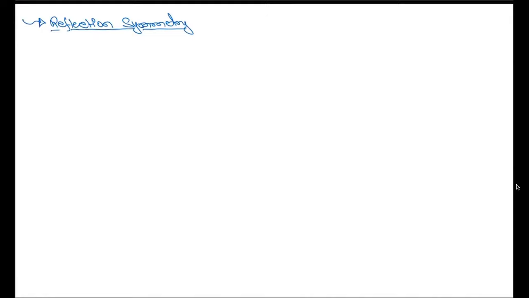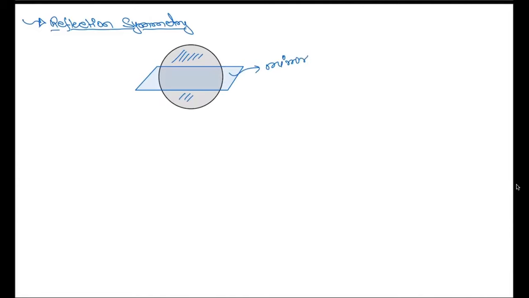In reflection symmetry, we need to just see that there should be a mirror plane, right? Let's say we have a sphere like that, right? And if we can have a plane like that, what you can say is this portion is exactly the same as the previous one, right? This one is exactly the same as this one. It will act as a mirror, right? So this is basically about the mirror symmetry. The upper portion is equal to the lower portion, right? It's a two-sided meeting. The left hand side is equal to the right hand side. This is the simple meaning only.